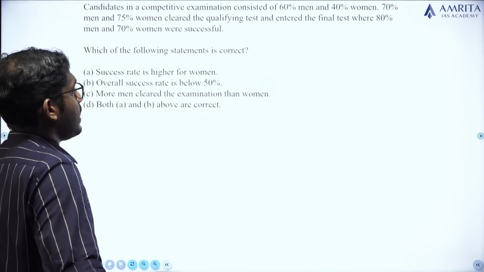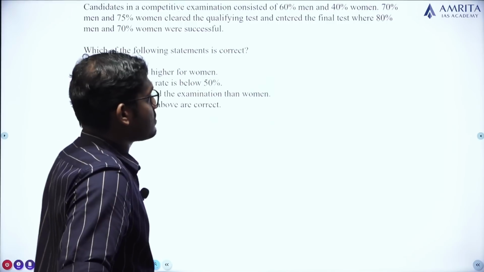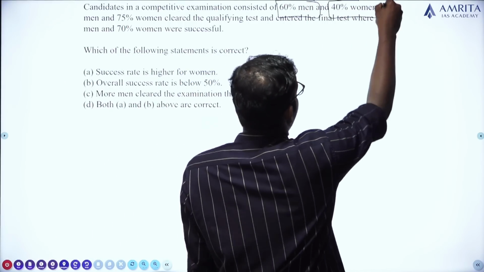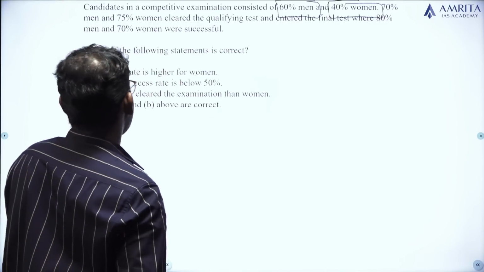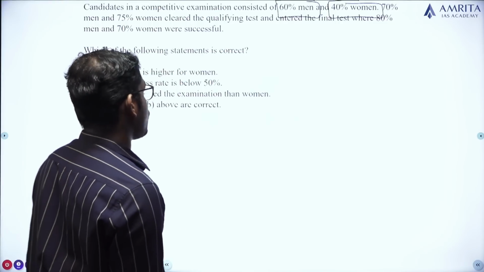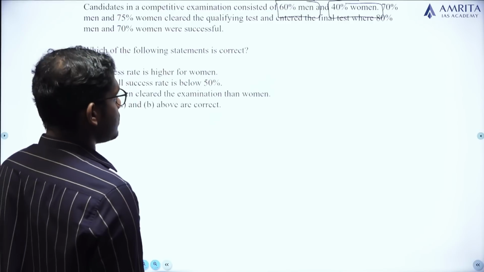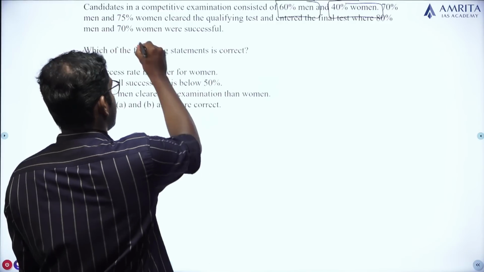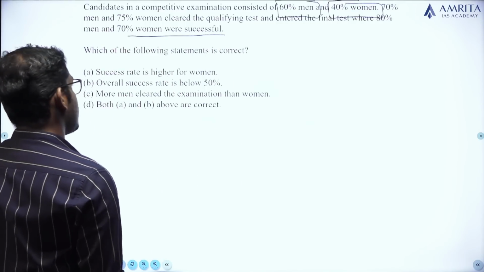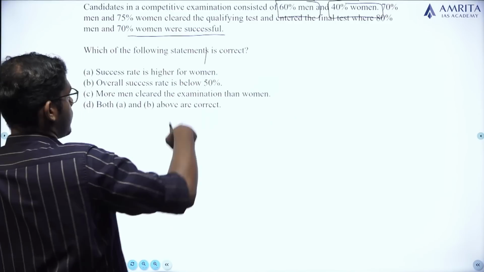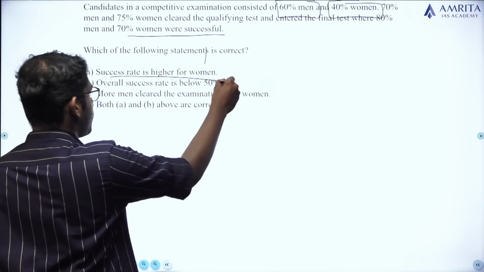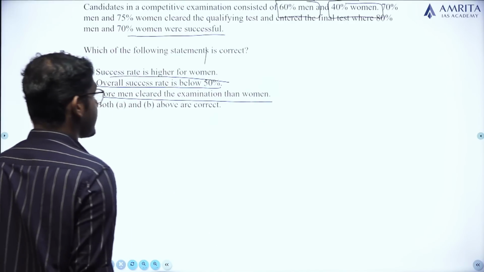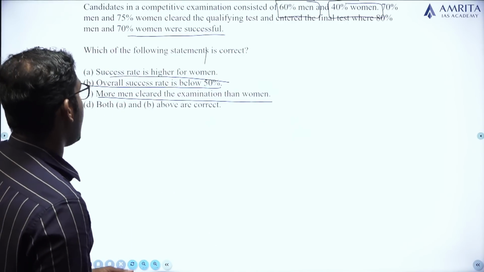Candidates in a competitive examination consisted of 60% of men and 40% of women. 70% of men and 75% of women cleared the qualifying test and entered the final test, where 80% of men and 70% of women were successful. Okay. Which of the following statements is correct? Success rate is higher for women. Overall success rate is below 50%. More men cleared the examination than women. Both A and B above are correct.